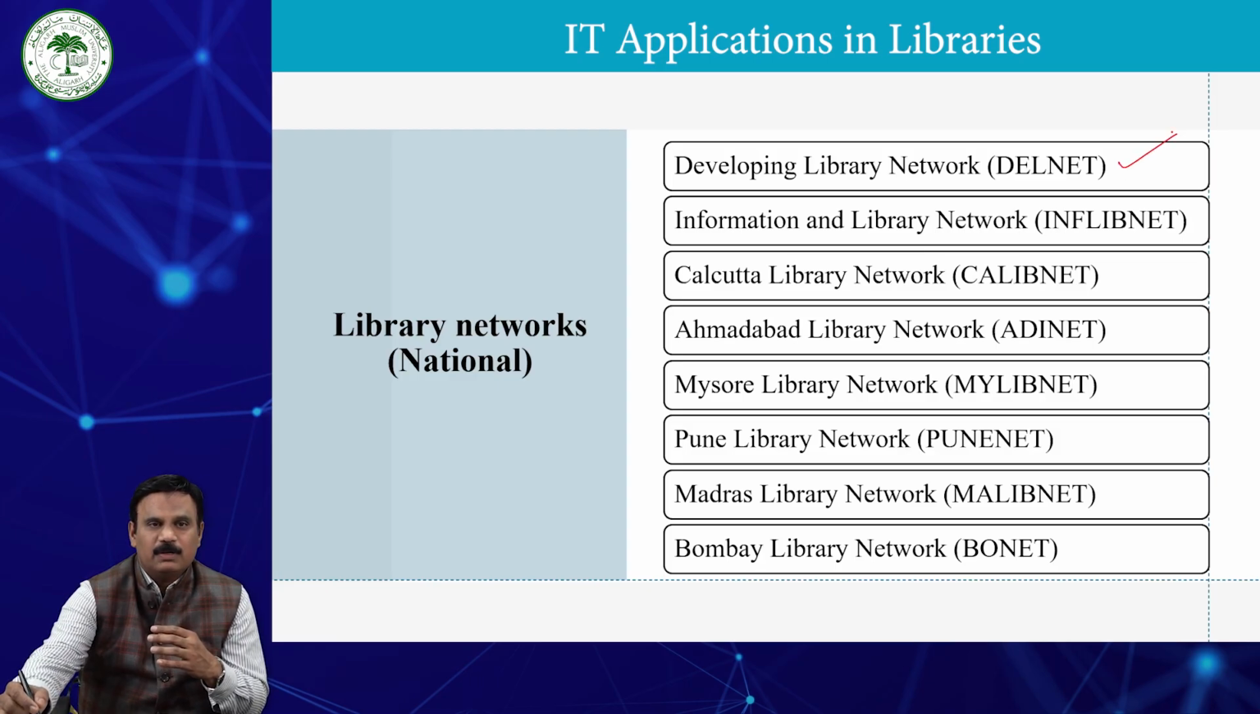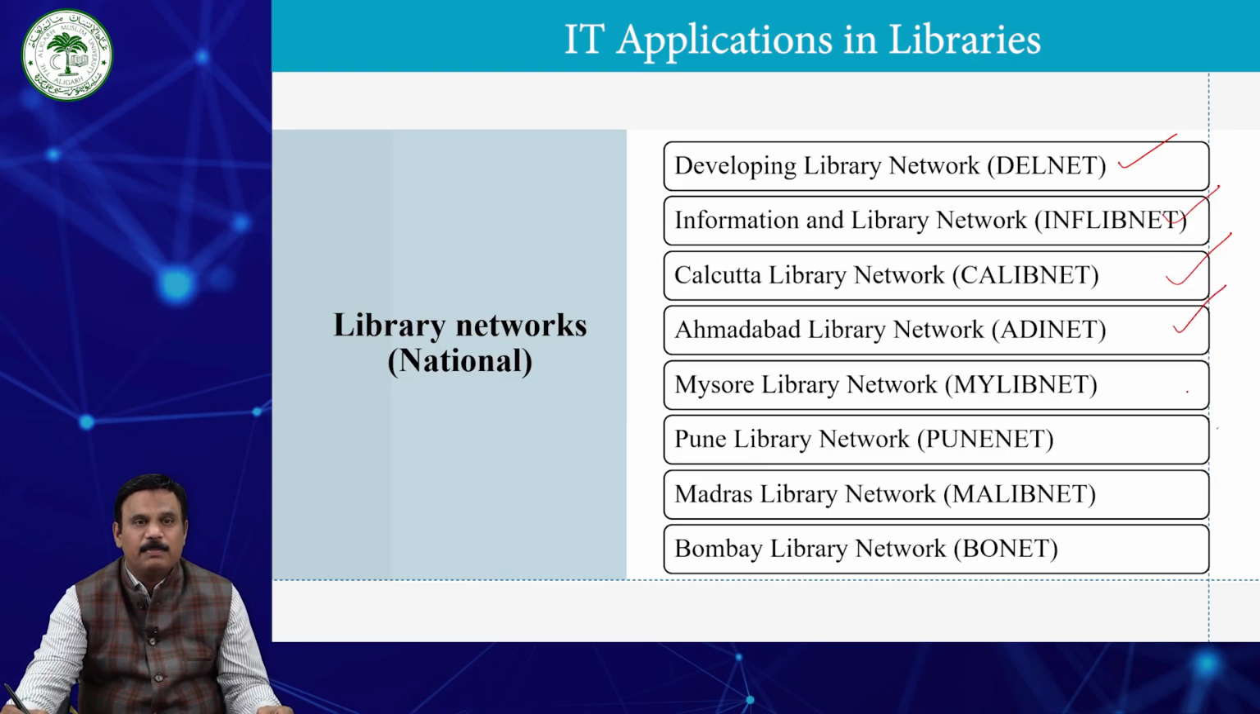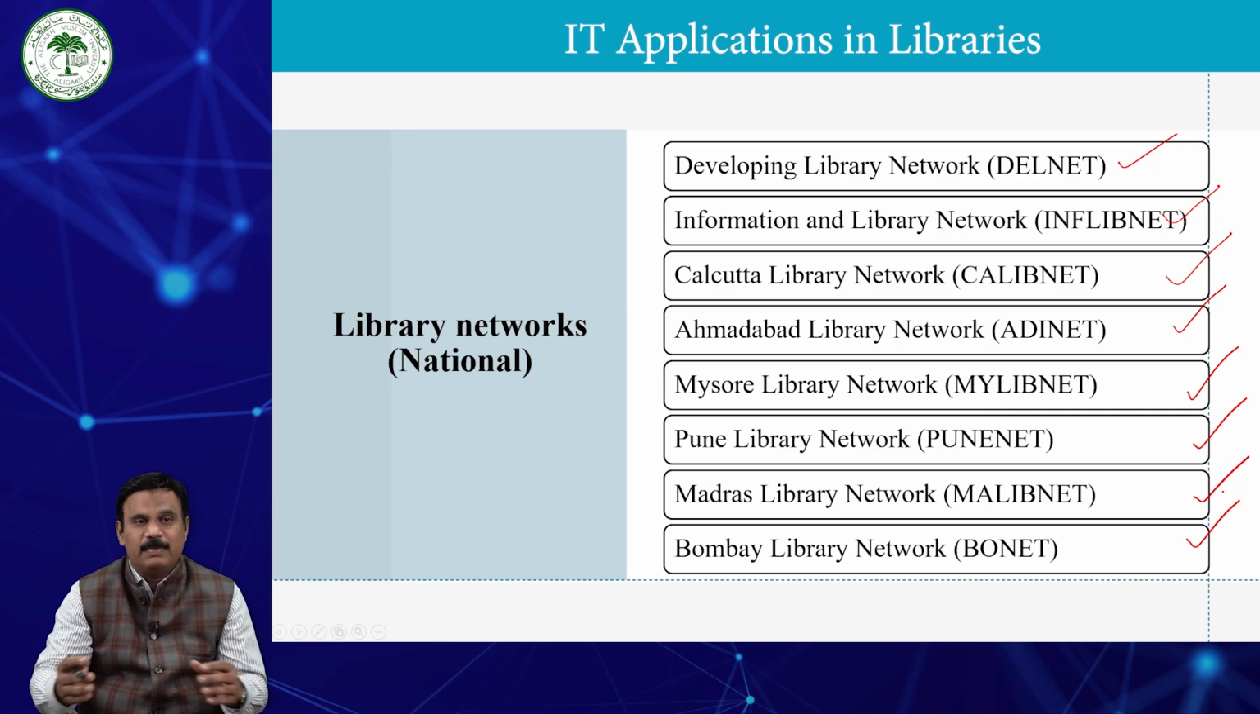Developing Library Network, DELNET, Information and Library Network, InfLibNet, Calcutta Library Network, CalibNet, Ahmedabad Library Network, ADINET, Mysore Library Network, MyLibNet, Pune Library Network, PuneNet, Madras Library Network, MadLibNet, and the Bombay Library Network, BONET. These are the major networks in India. We will be discussing in detail some of these networks in the next session.